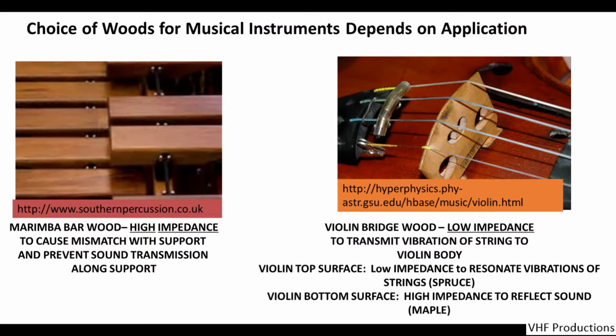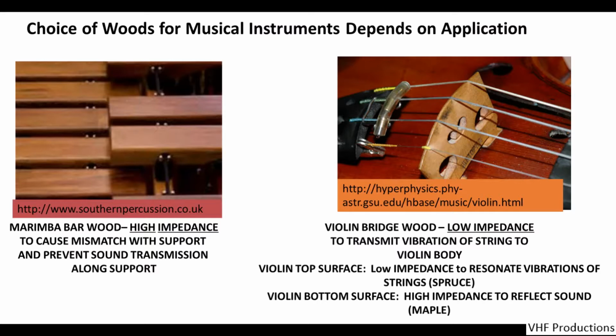The choice of woods for musical instruments depends on the way in which the wood is going to be employed in the instrument. In the case of the marimba that we're going to use in this lab, the choice of the wood is for a high impedance wood, such that the impedance has a large mismatch with the supports under the keys themselves. This mismatch allows the marimba keys to resonate when struck and not transmit that vibrational energy into the underlying structure.